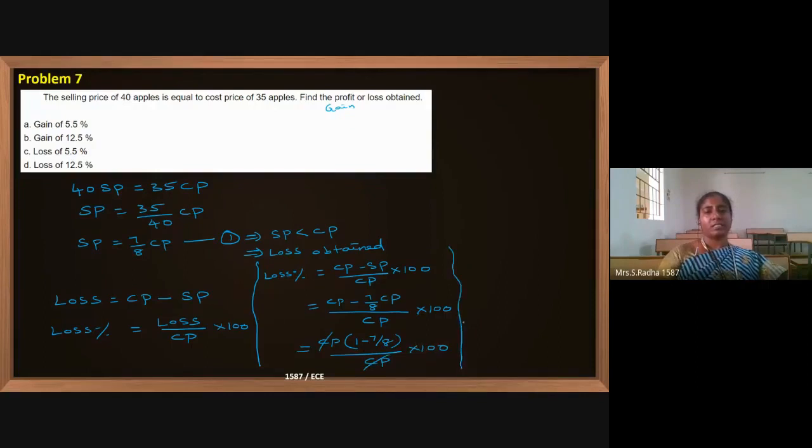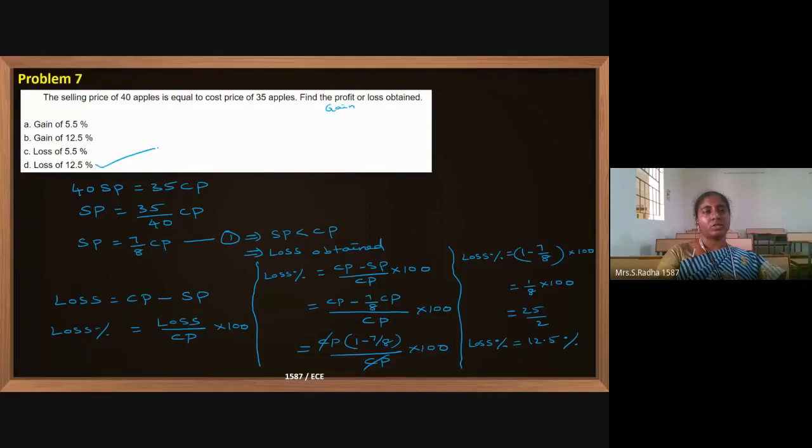So loss percentage is nothing but 1 minus 7 by 8 into 100. This is 1 by 8 into 100. So 1 by 8 means 100 by 8. Cancel with 4, it becomes 25 by 2, and it is 12.5%. We have to first identify whether it is gain or loss. Then we have to find out how much percentage.